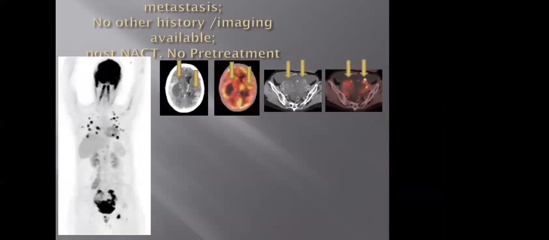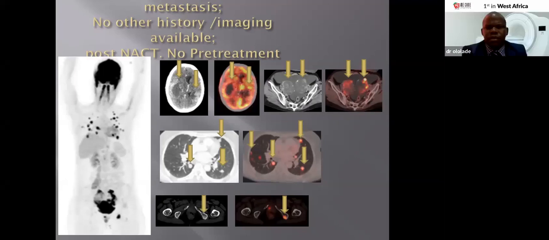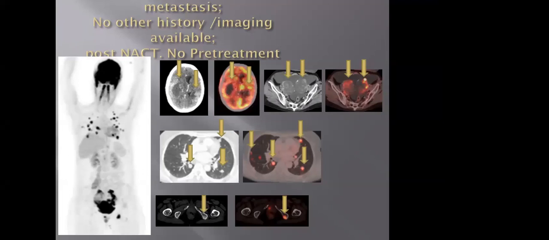Coming to the next evaluation, inappropriate evaluation. This was a case of CA ovary who presented with brain metastasis. The patient underwent chemotherapy and neoadjuvant chemotherapy, and then came for a PET scan to see if there is any response. Now the catch point here is that it was a case of CA ovary directly metastasizing to the brain, but there was hardly any pre-treatment evaluation done for the lungs. And what we picked up was multiple bilateral lung metastasis as well as skeletal metastasis.